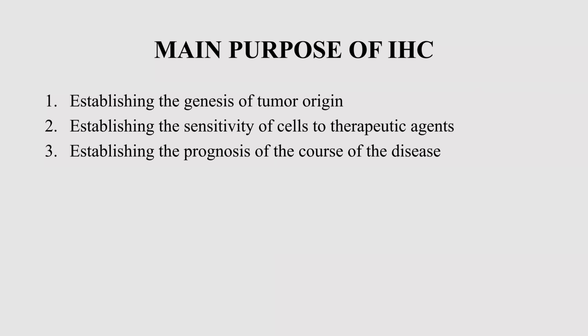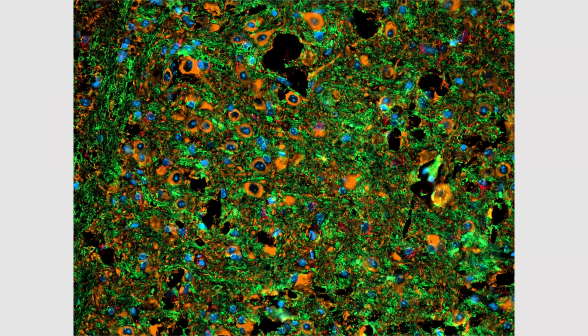And also we have many biomarkers for prognosis of disease, for example P53 or Ki67. We can indirectly establish malignant potential, aggressiveness of the tumor, and predict outcomes. Okay, thank you for your attention. That's all.